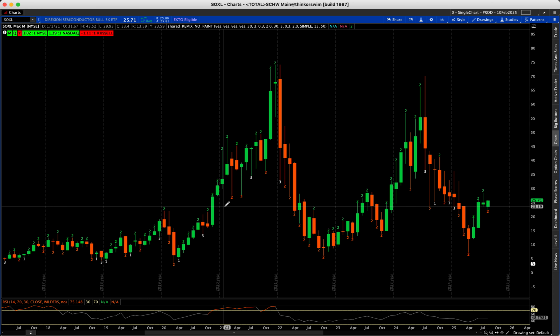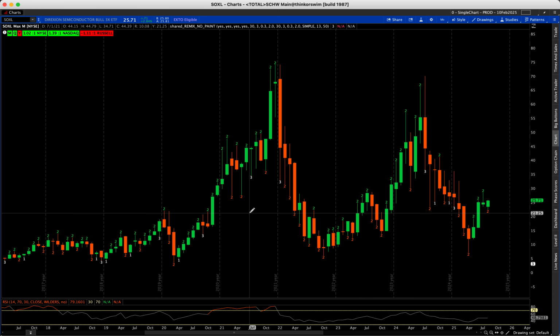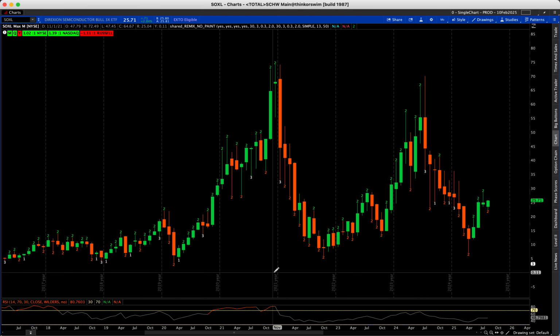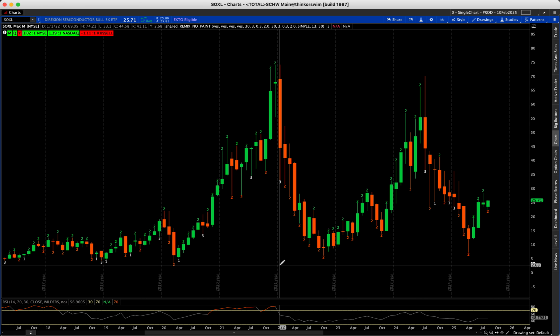So that's the only thing that a candle can do, right? Either go two up, two down, three, which is above and below, or one, which is staying in between. So that is essential to understanding the strat and why this method of reading price action is so simple. There's only three things you can do.